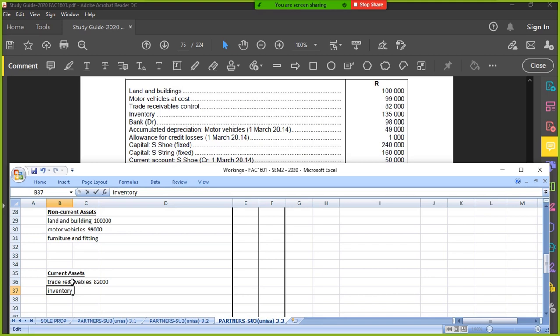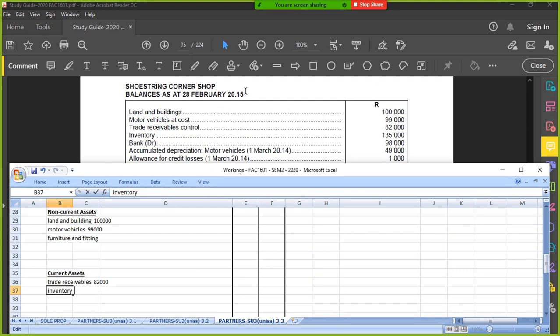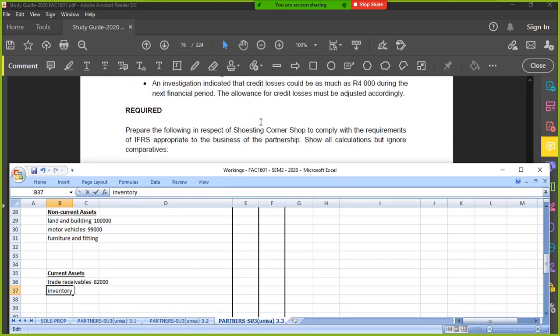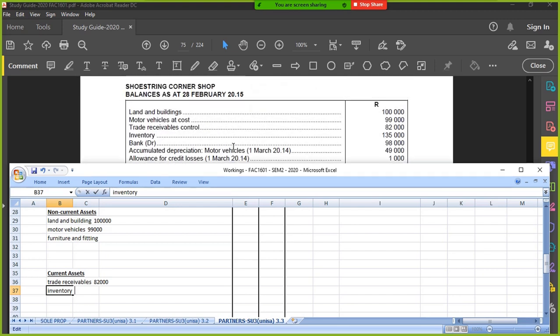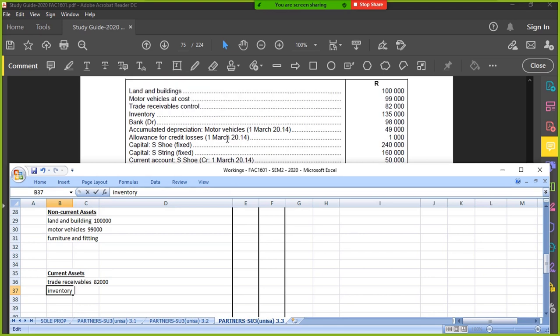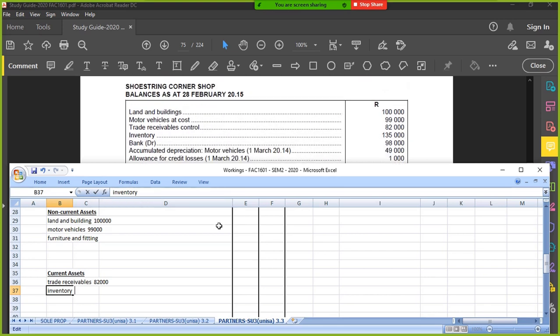Inventory. Wait, so this is at the end, 28 Feb. Look at the required. The required says 28 Feb 2015. So this is closing stock. Where does closing stock get disclosed? Comprehensive income. Well, yes, if it's perpetual. Do you know if it's periodic? You don't know. But it must go here, right? Yes, inventory in current assets, because that's the closing stock. It's 135,000.